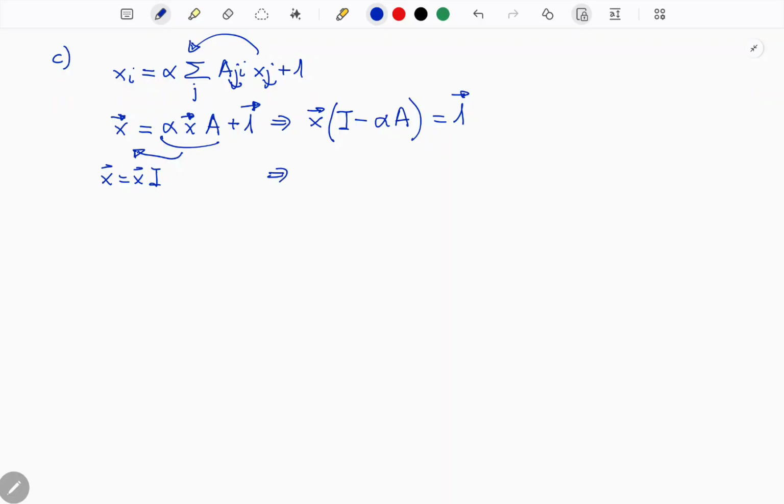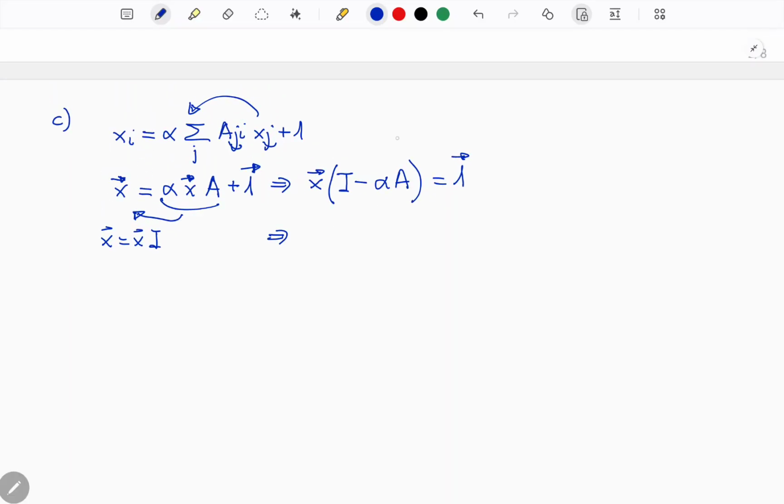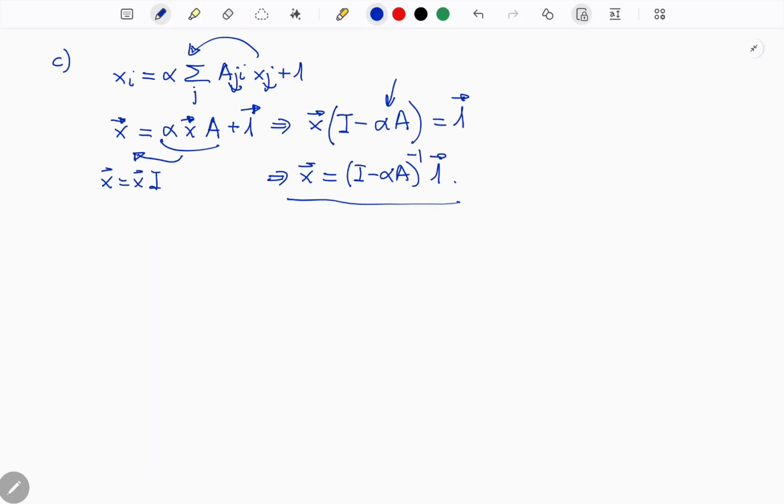So the solution to this equation, if this is an invertible matrix, if it is non-singular, is that x is equal to the identity minus alpha A, the inverse, times 1. Now the question is, what is this value going to give me? Do we know what the result of this calculation is? Well, the answer is yes, because this matrix is really related to matrix A.